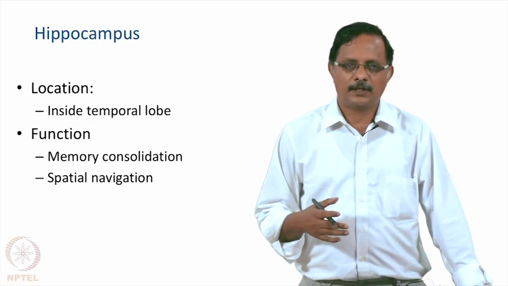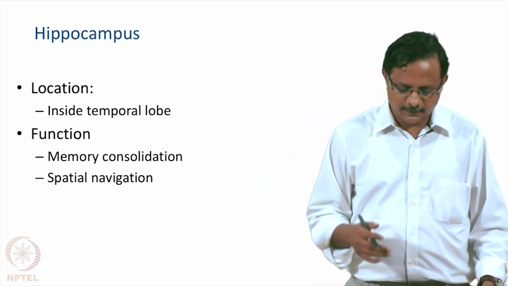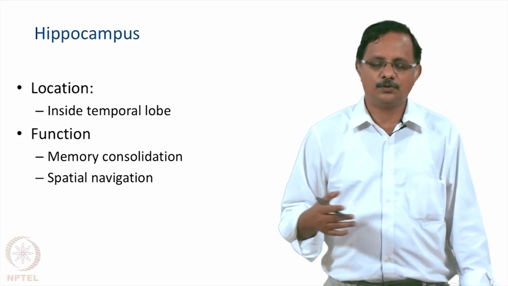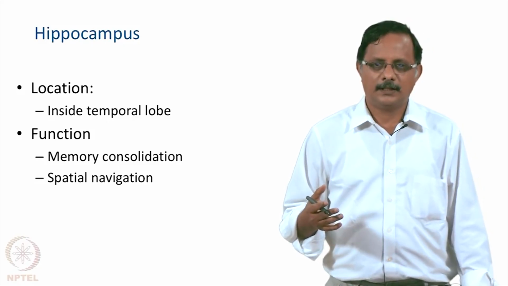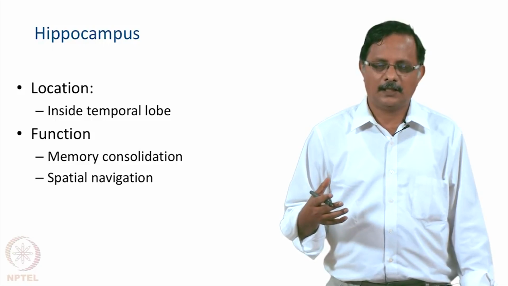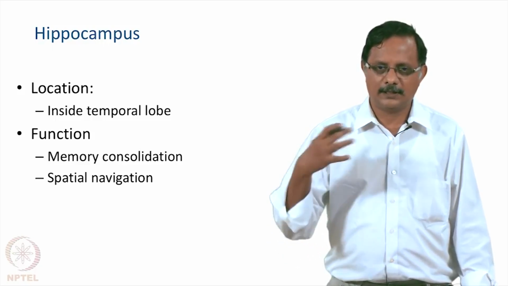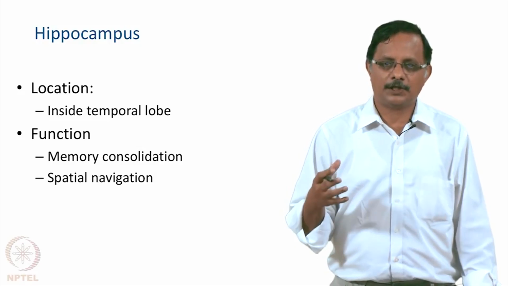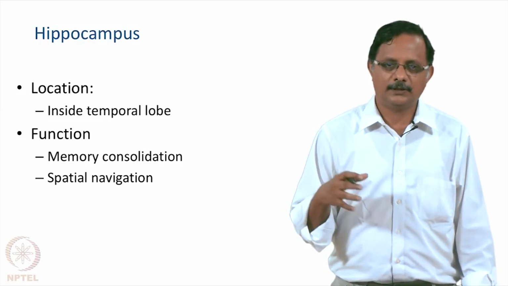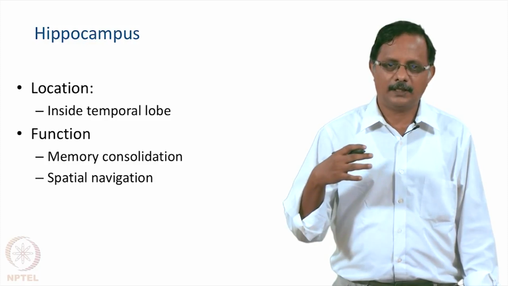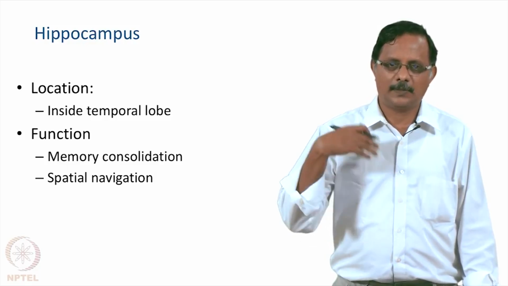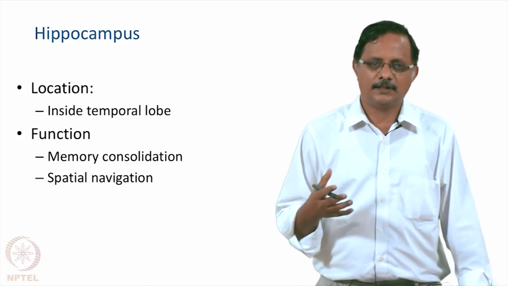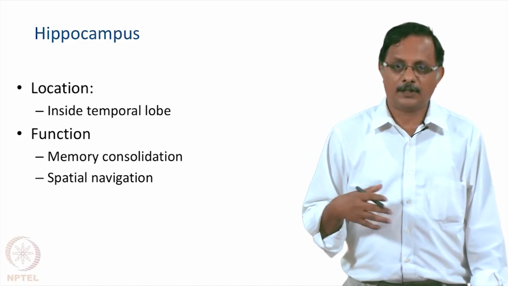So, the hippocampus is located inside the temporal lobe, as you can see in this figure. This long structure is the hippocampus. Its function, there are two important functions. It does memory consolidation. That is, when you receive information from outside through the sensory apparatus and the sensory systems, this information is thought to be stored for a short time in the hippocampus, and then from there it is thought to be passed on to long term stores in the cortex. So, therefore, it plays a major role in memory consolidation.